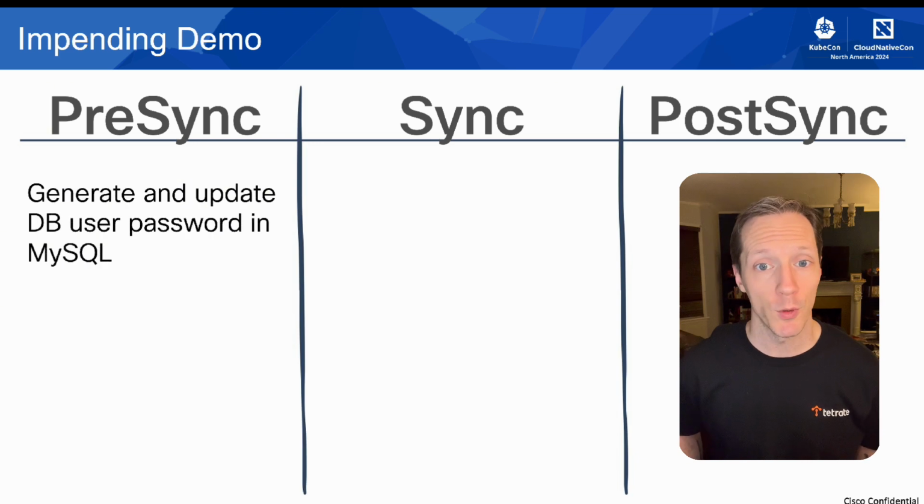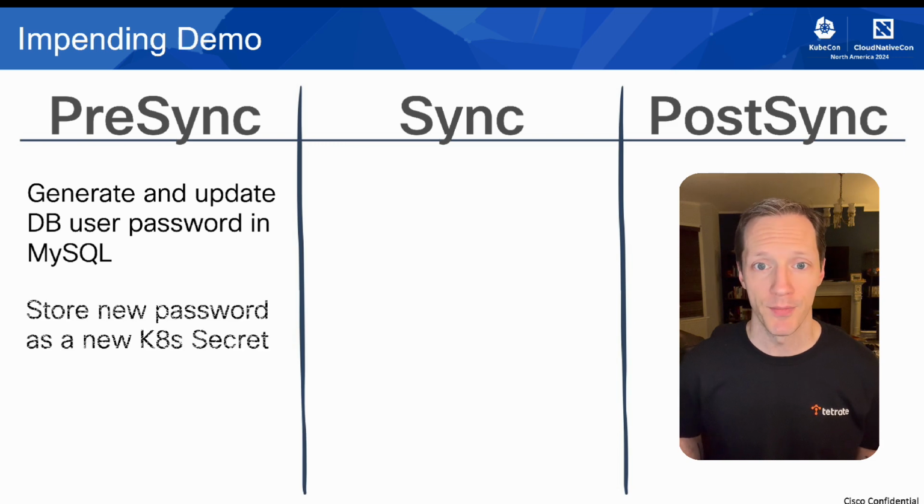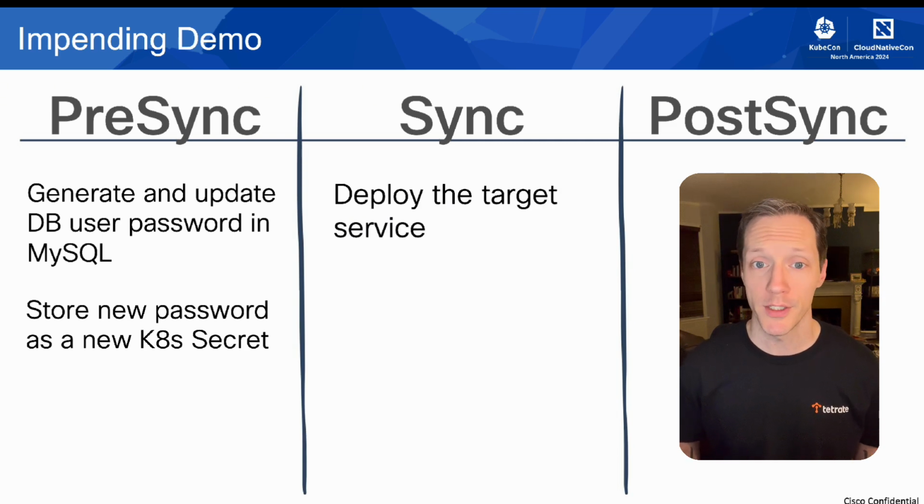And in the pre-sync, I'm going to generate and update a MySQL user's password in a MySQL database. And then I'm going to store that password as a new Kubernetes secret. In the sync phase, I'll deploy my target application.